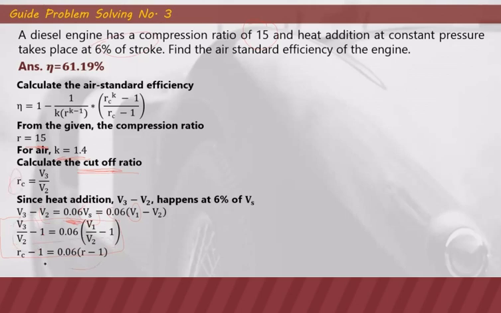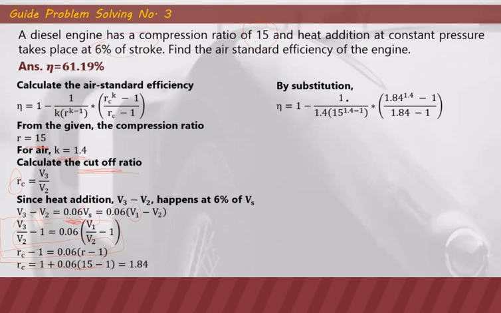So the relationship between the cutoff ratio and the compression ratio, based on the statement that addition at constant pressure happens at 6% of stroke, can be written as in this equation. Since we already know R, we can calculate the cutoff ratio by direct substitution. By direct substitution, that's 1.84. So from that, we already have RC and R, and then we can get the air standard efficiency of this diesel engine. The air standard efficiency is 61.19%.